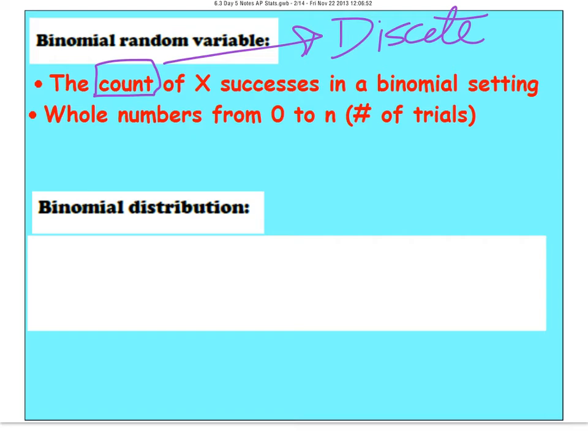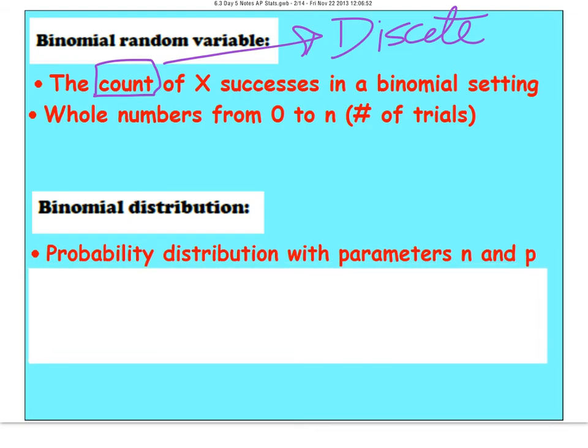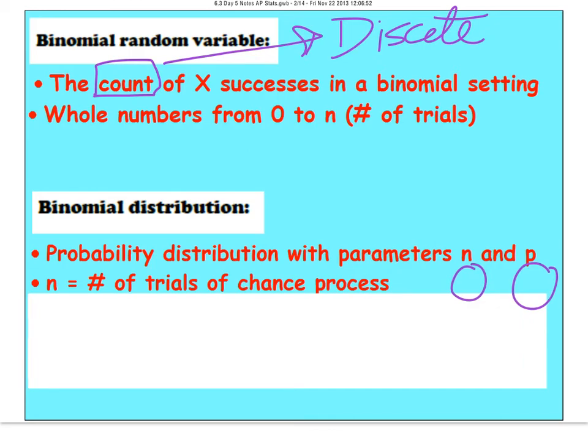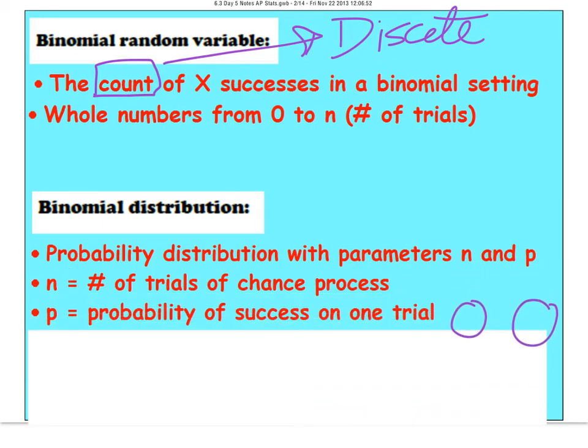Okay, what is the binomial distribution? Well, it's a probability distribution with the parameters of n and p. So you need to know what n and p are. We're going to use our calculator for this, but it's going to ask us for n and p. So jot this down. n is the number of trials of a chance process. Okay, easy enough. In our water case, we had 21 trials. What is p? p is the probability of success in one trial. For our water case, it was 1/3. So we would type 21 and 1/3 in binomial, and it's going to give us some answers.